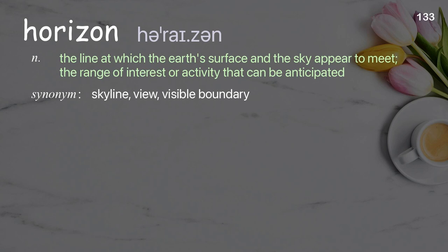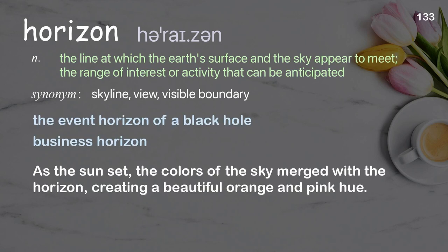Horizon. The line at which the Earth's surface and the sky appear to meet; the range of interest or activity that can be anticipated. Examples. The event horizon of a black hole. Business horizon. As the sun set, the colors of the sky merged with the horizon, creating a beautiful orange and pink hue.